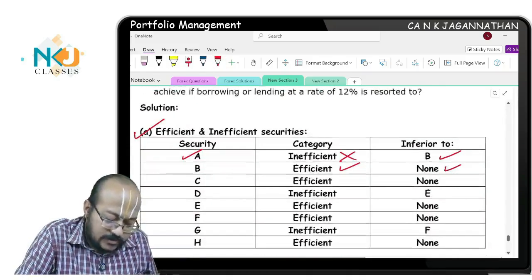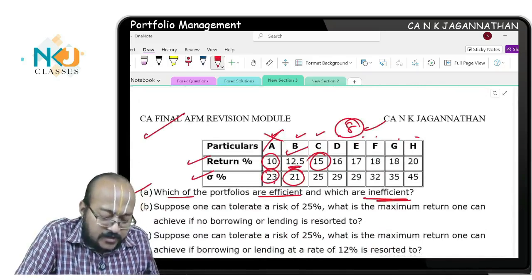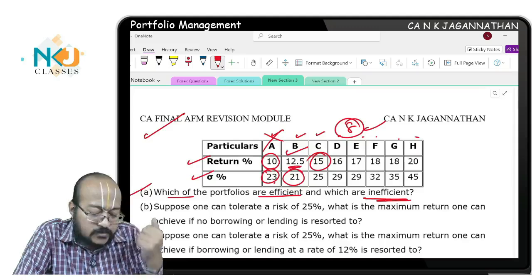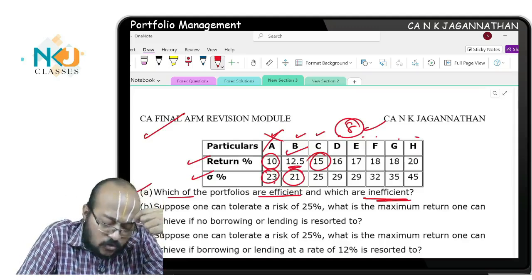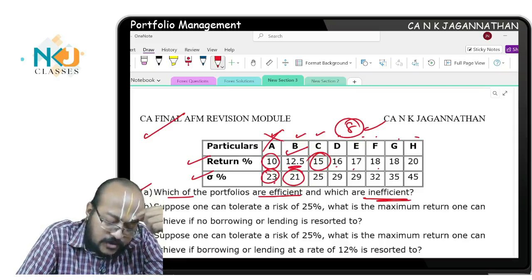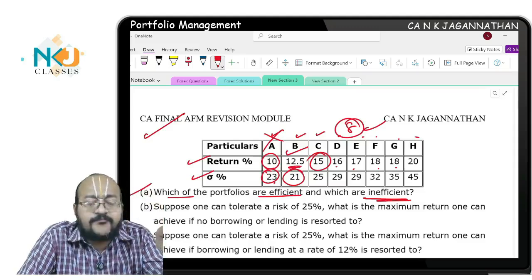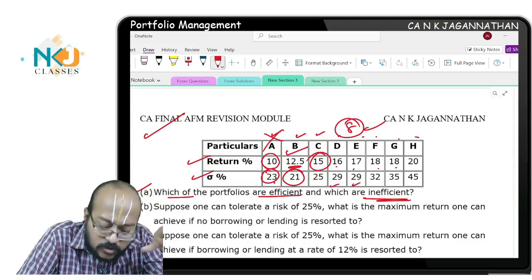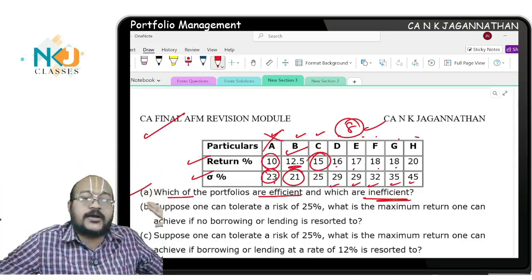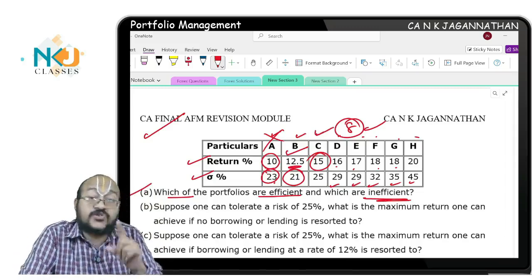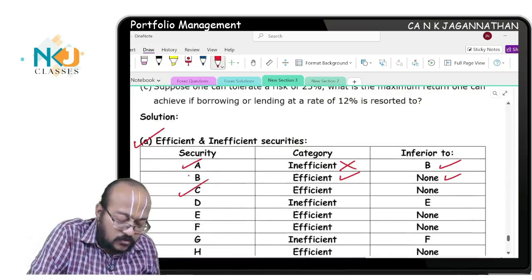Next, security C you take. What happens with security C is that it gives you 15% return. Is there any other security which gives at least 15% return by taking less risk? No. See, D, E, F, G, H, all these securities are giving more return than security C. But problem is, they are having more risk also. Hence, for the same level of risk or lower risk, they are not offering higher return. Hence, C is also efficient, because it is inferior to none.